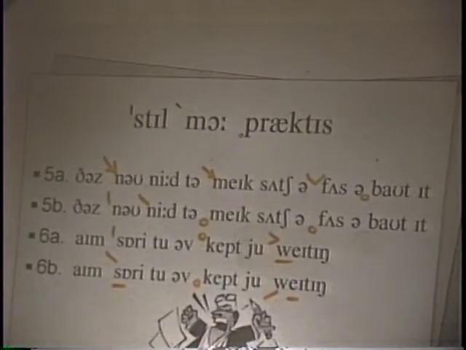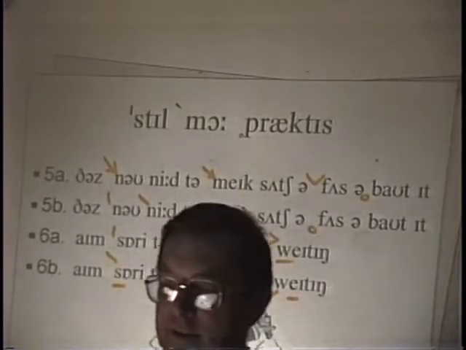I'm sorry to have kept you waiting. And that's a much politer and kinder way of addressing someone than to say, sorry to have kept you waiting. Once more. I'm sorry to have kept you waiting. Notice the weak form of have, of, to have kept.